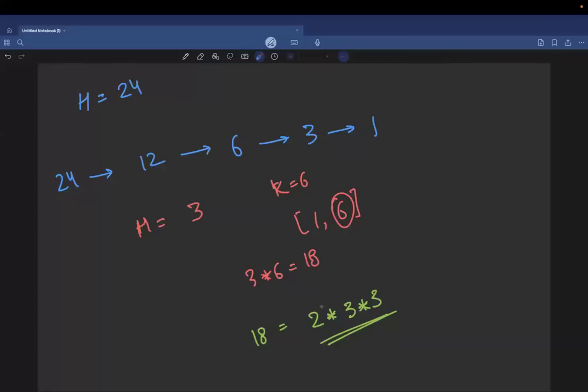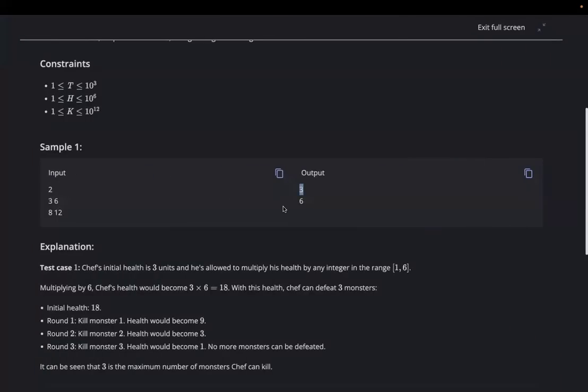So after playing the first game, the lowest prime number would be removed, and the health will become equal to 9. Then this would be removed, health will become equal to 3. Then this would be removed and health will become equal to 1. I hope you got the idea that if you prime factorize the number, then the number of prime numbers you see is the number of monsters you would be able to defeat. So in this case, you would be able to defeat 3 monsters, and for any other value from 1 to 6, you won't be able to defeat more than 3 monsters. So the answer would be equal to 3.